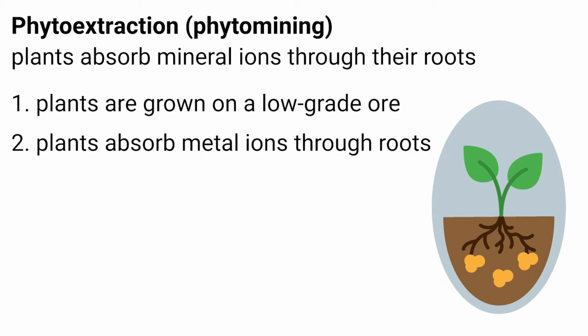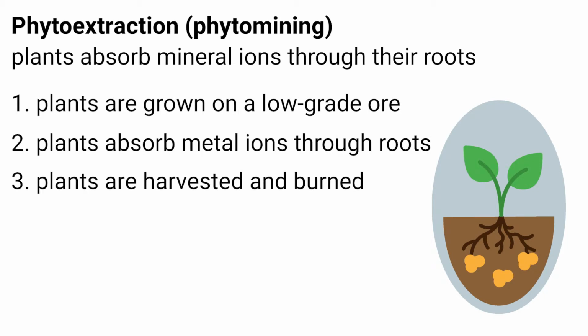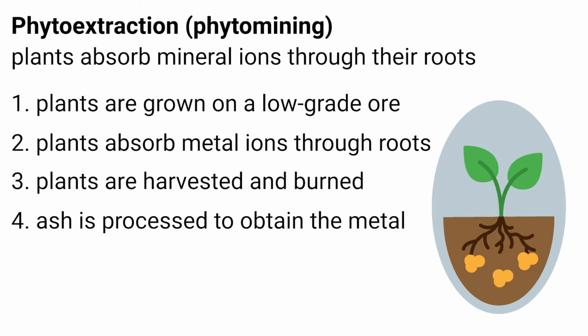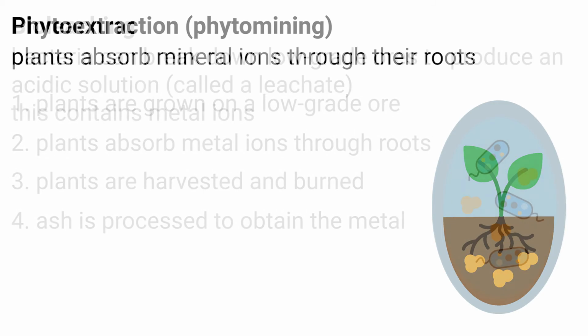Plants absorb the metal ions through their roots, and then the plants are harvested and burned. The ash left behind will contain a higher concentration of the metal than the original ore. The ash is then processed to obtain the metal. Phytoextraction is slow, but it has reduced the need to obtain ore through traditional mining and allows us to conserve the limited supplies of more valuable ores.